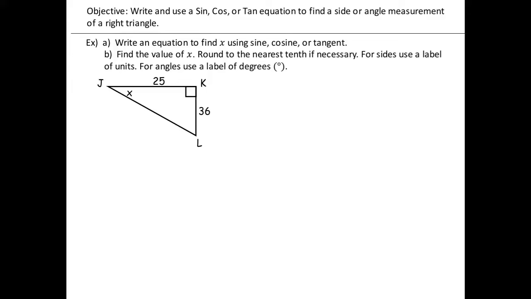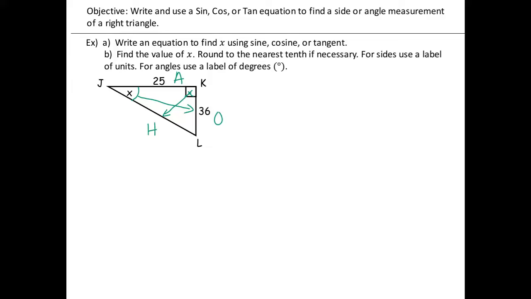Do you guys have to fill in anything? I can't tell. We have the side JK is 25, KL is 36, and then angle J is our X right here. So I'm going to put my arc at angle J. Across the angle is 36. So 36 is at O, A, or H? O. And then across the 90 is H, which means 25 is our adjacent side.